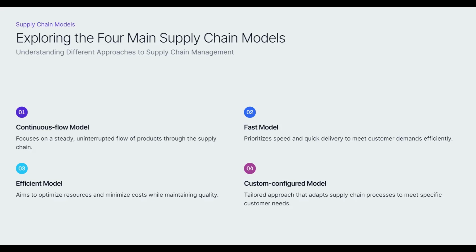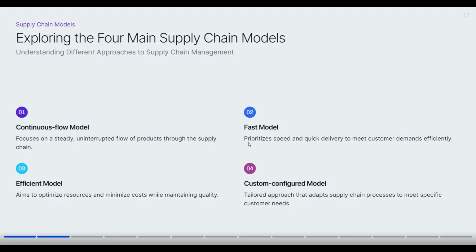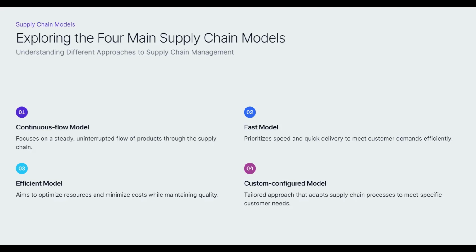So yeah, thanks for sharing, Honey. But let me know if there's any that come up here. I'll type it in the chat here. So the continuous flow model, fast model, agile model, and custom configured model. So those are the four options.